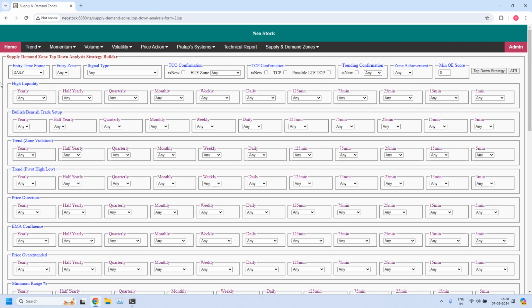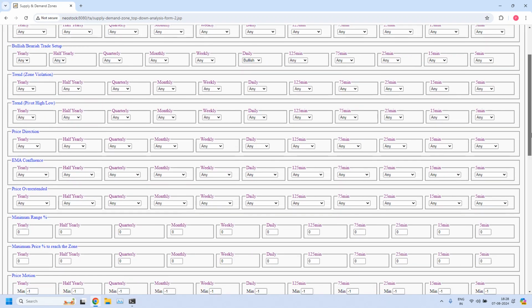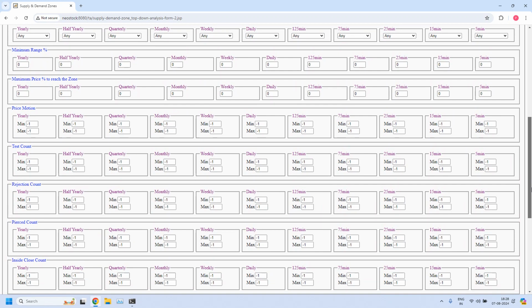First one is a bullish trade setup for monthly income trade. So for bullish trade setup monthly income trade, entry time frame is daily. Bullish trade setup entry zone is demand zone. And also in bullish or bearish trade setup, in daily time frame, I am selecting bullish. And the pierced count should be 0 for daily time frame.